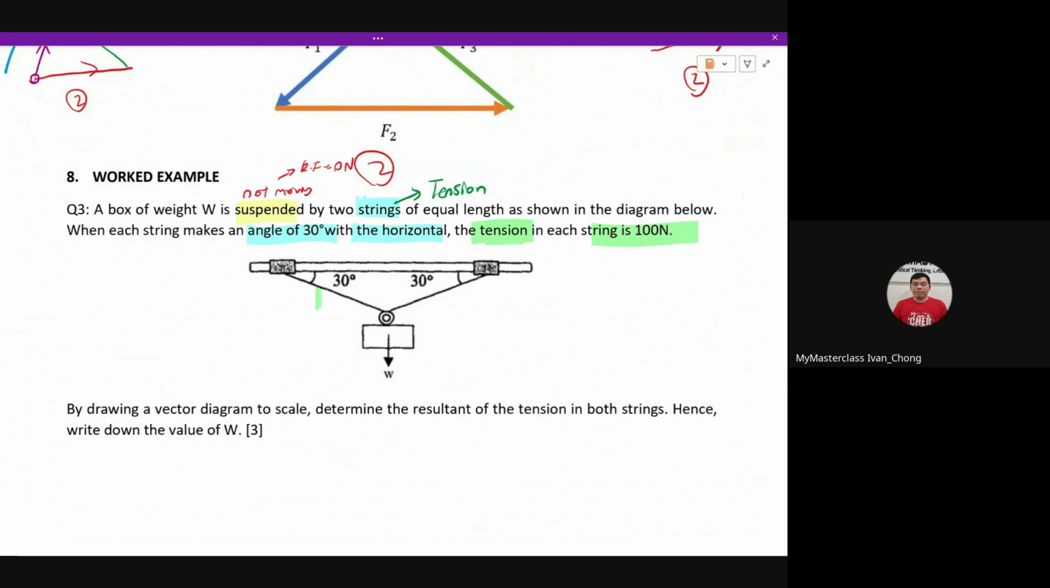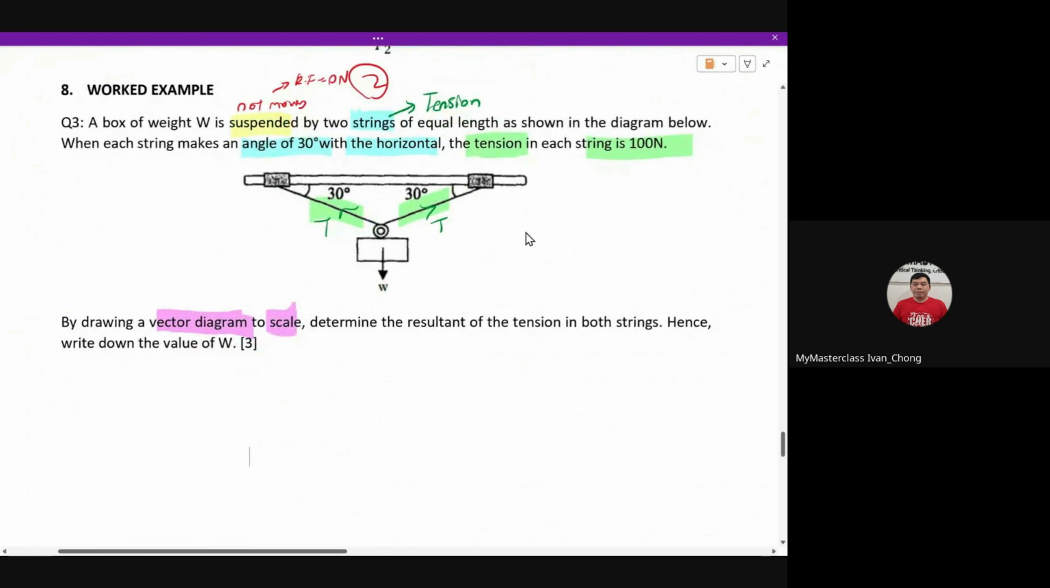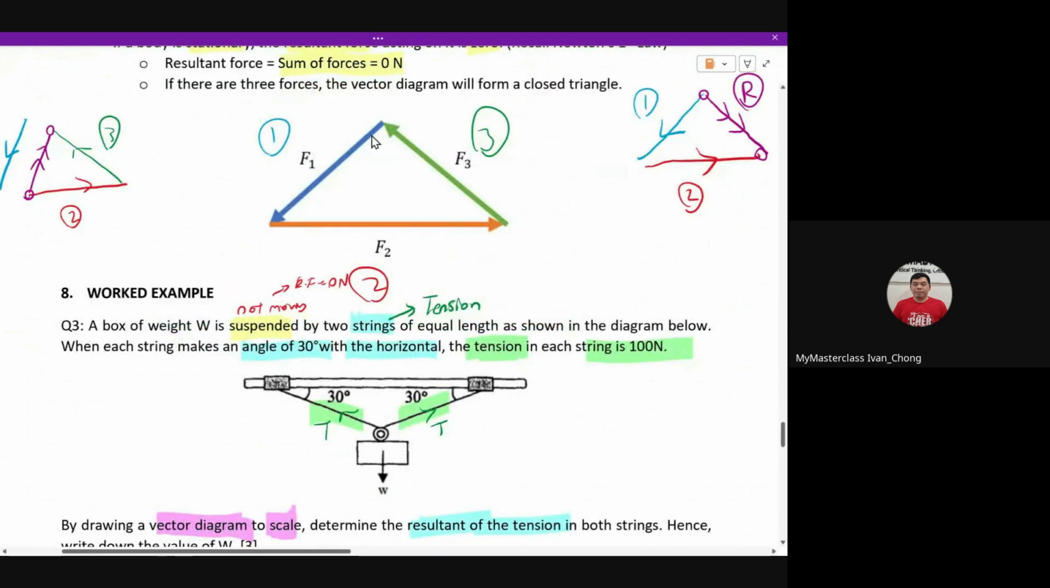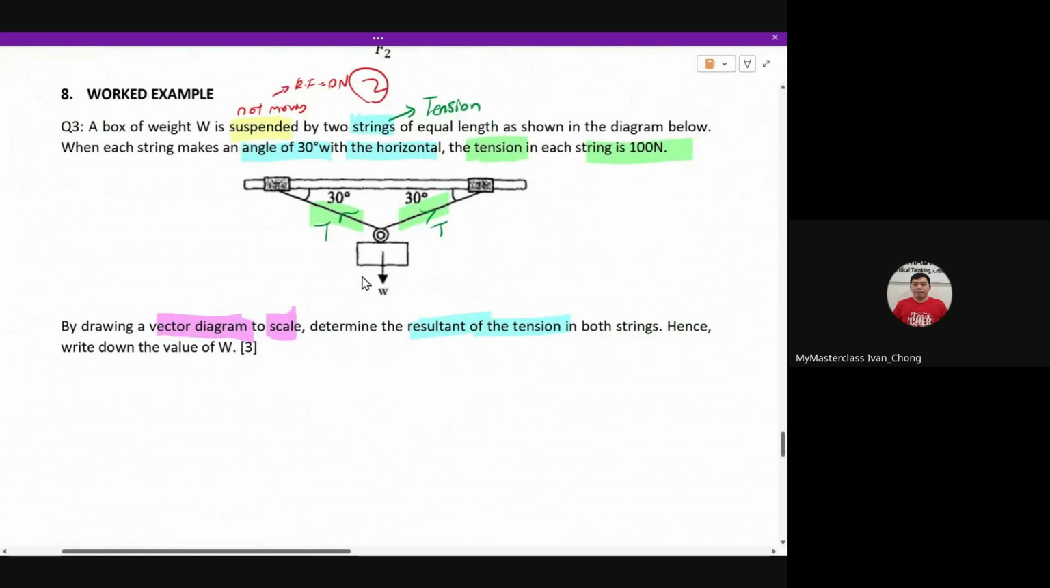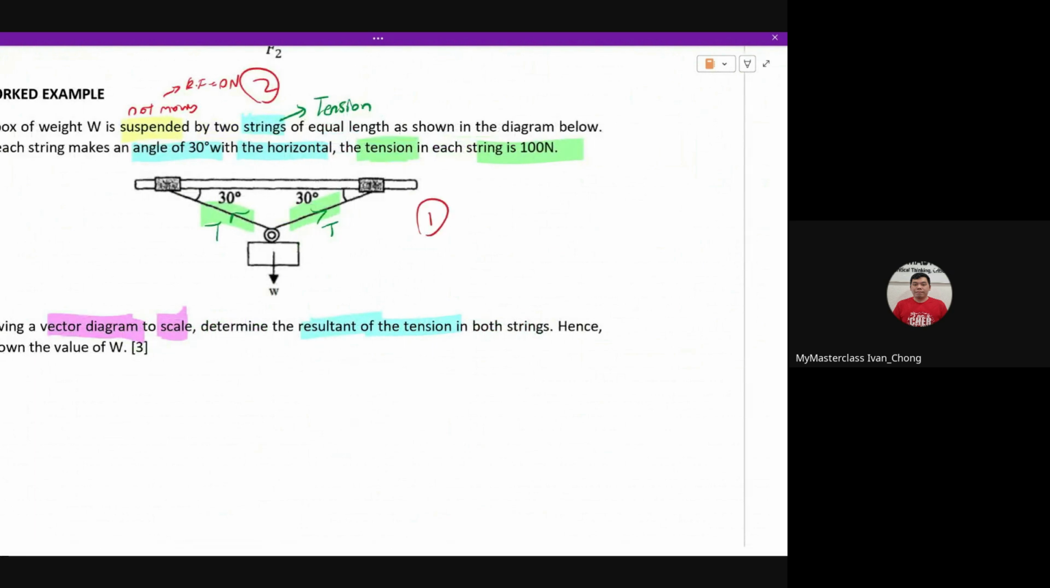And this is 100N, this is 100N. If you notice the direction, tension is up here, tension is up here. Now the question tells us to use a vector diagram to scale, so we cannot use any Pythagoras or any calculation. We are trying to find the resultant of my tension. So you don't need to worry. The question is not asking us to draw the closed triangle. We just want to find tension. So first thing, if we just want to find resultant, we just go back to the same step. You have tension 1, which is 100, correct? Number 2, I have tension 2, which is also 100.